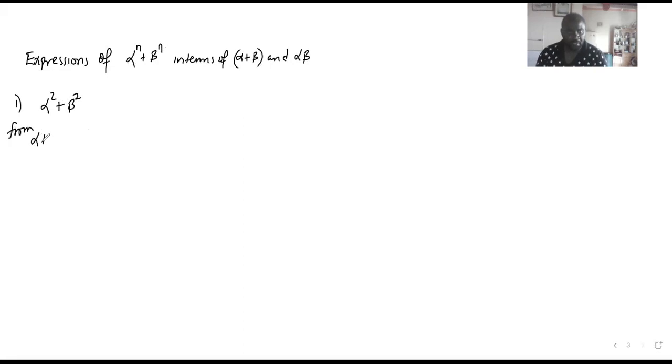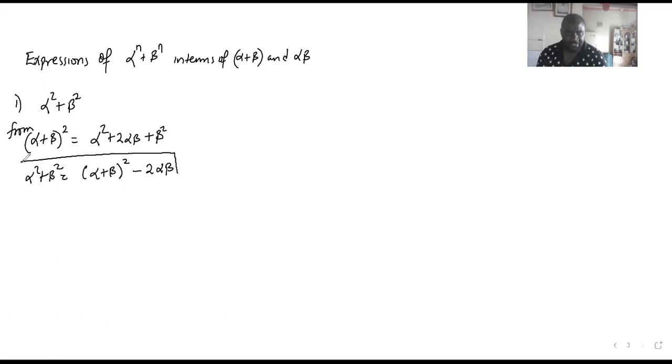You recall from the expansion of alpha plus beta, all squared, you get alpha squared plus 2 alpha beta plus beta squared. I hope everyone knows that expansion for that quadratic. Therefore, make alpha squared plus beta squared the subject. You'll get alpha plus beta, close brackets, squared, minus twice alpha beta. This is a very sensitive expansion we shall need in these numbers.